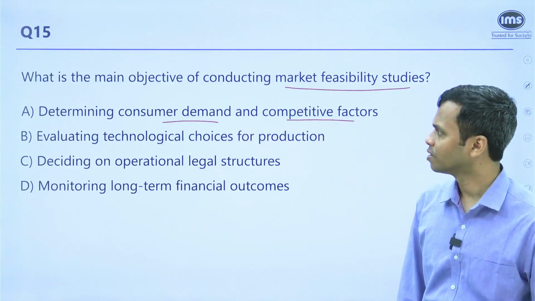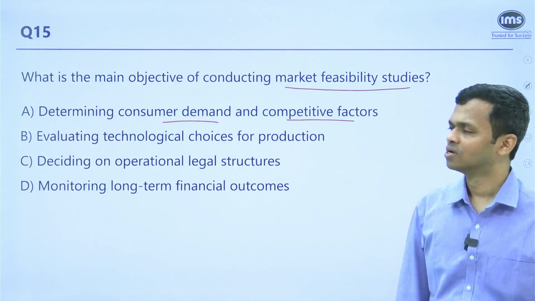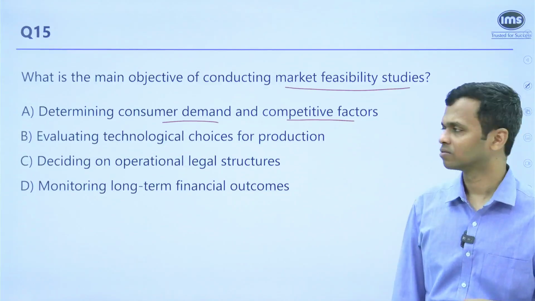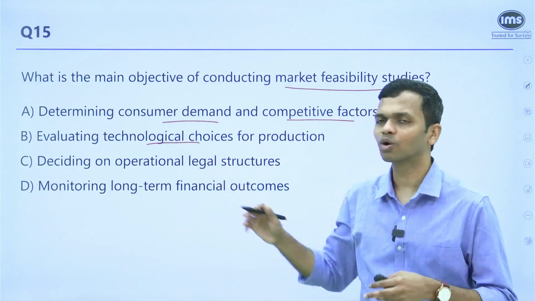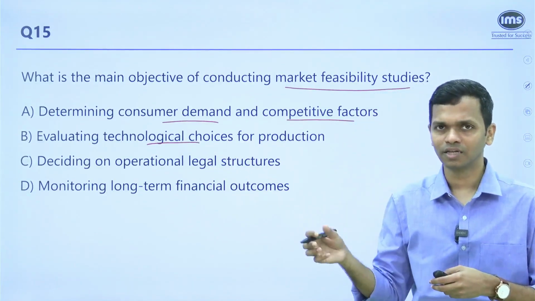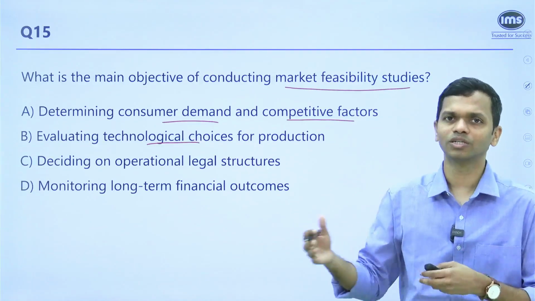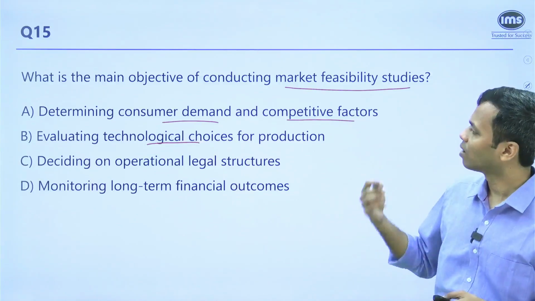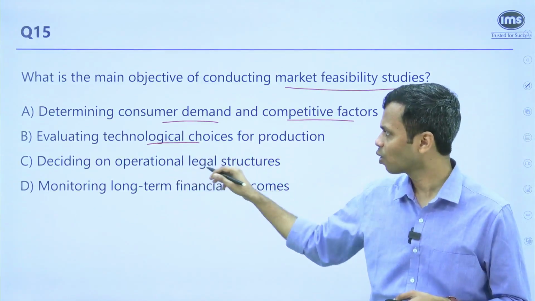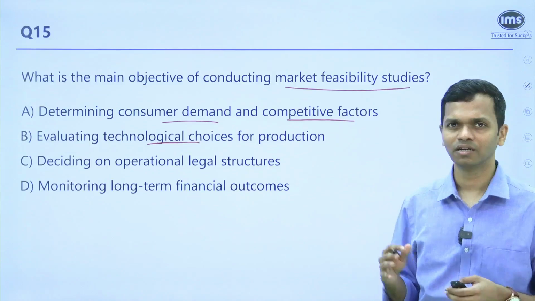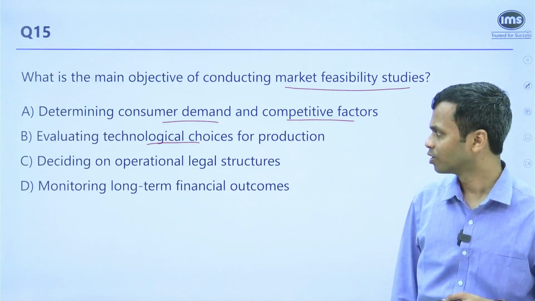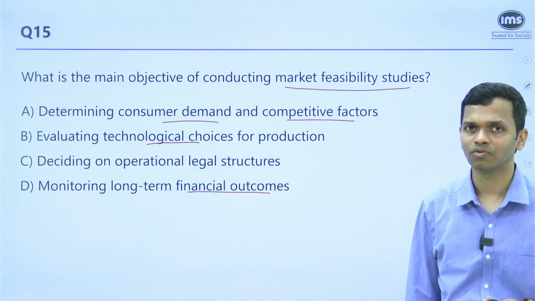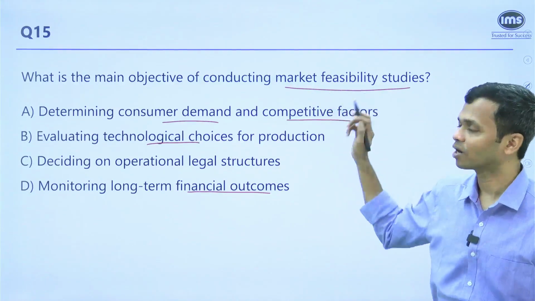Definitely looks good. Evaluating technological choices for production, though it's a decent option, is not for market feasibility studies, right? It will be some part of it, but technological feasibility itself is an area wherein you're trying to identify whether something is technologically possible or not. So this is another aspect. This is not really about the market feasibility. Deciding on operational legal structures, again, fairly internal, you're not thinking too much about it. Monitoring long-term financial outcomes. So this is more on the financial or the economic feasibility of the project or decision, but not about market feasibility studies.